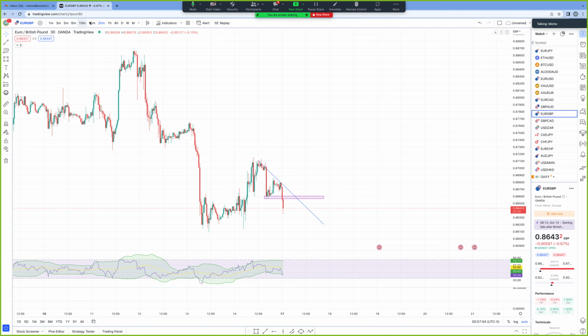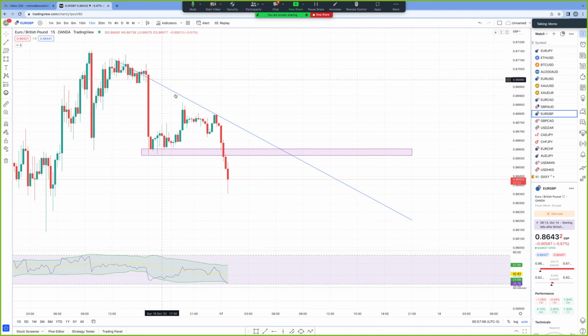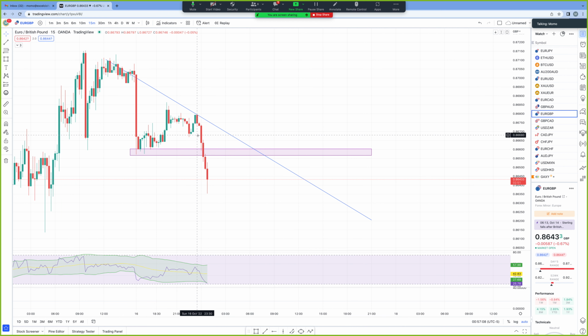Euro GBP, we have a nice structure here, have a downward structure on lower time frames. Price already broke, so this setup is quite promising. Just looking for a retest here. Just look for a retest, look for a setup, then we'll look to go short.